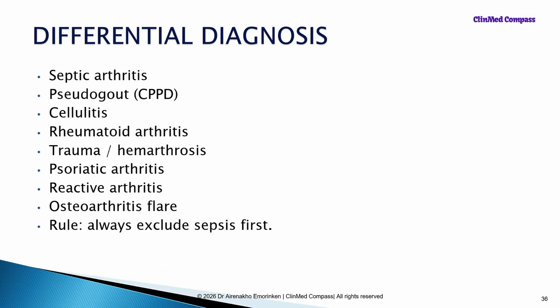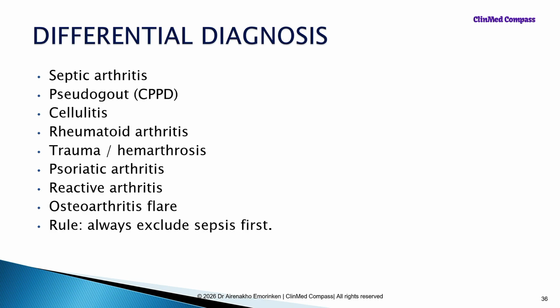Gout mimics many conditions, so a broad differential is essential. Septic arthritis is the most critical to exclude. It's an emergency. Pseudo-gout, that is, calcium pyrophosphate dihydrate crystal disease, presents similarly, but with different crystals. Cellulitis can mimic gout erythema, but lacks joint involvement. Rheumatoid arthritis typically causes symmetrical polyarthritis.